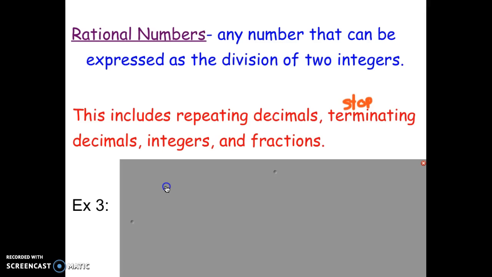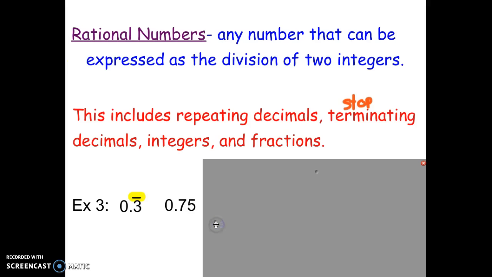For example, 0.3, and remember that line up above means that the number is repeating. So 0.3 repeating would be considered a rational number. 0.75, that's a decimal that terminates or stops. So that's a rational number. So repeating and terminating decimals are rational.